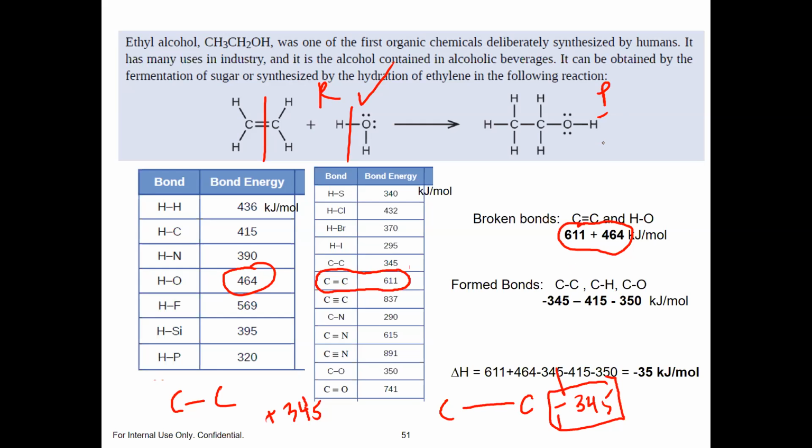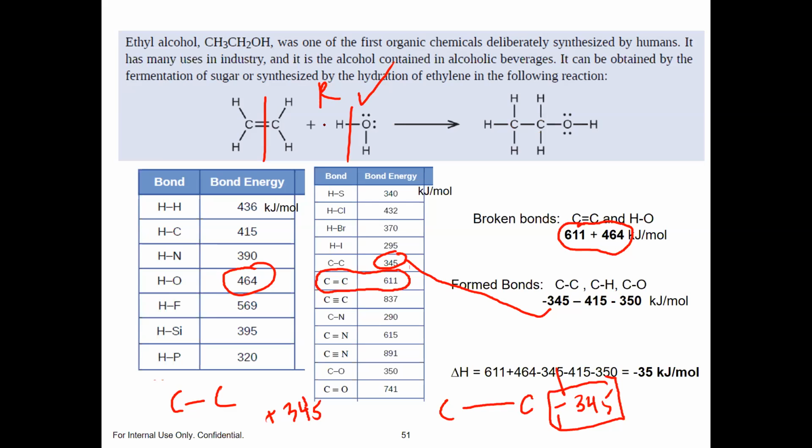Now on the right side, we have to make new bonds. What bonds are we going to be making? I got to make a carbon-carbon single bond. Where's the carbon-carbon single bond? Right there. But now I'm making a bond. So what's my energy going to be? Positive or negative? Negative, because we're making bonds. Why would bonds come together? Because they want to have a lower energy.